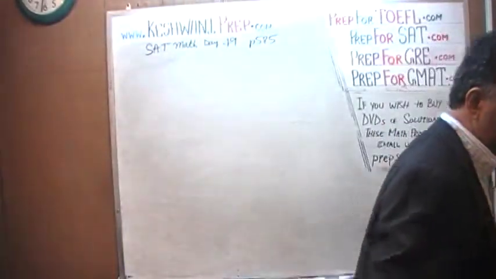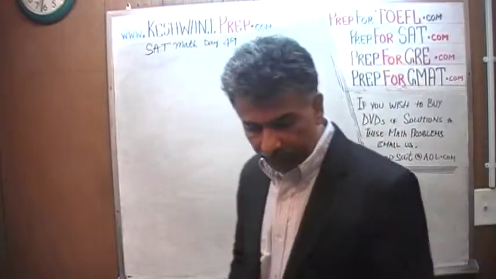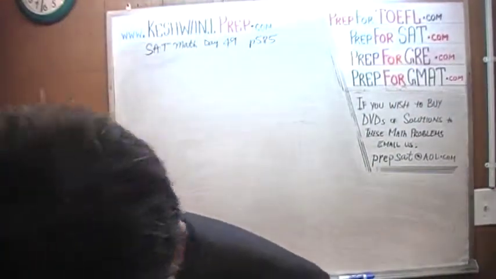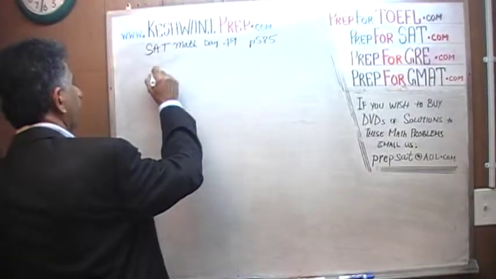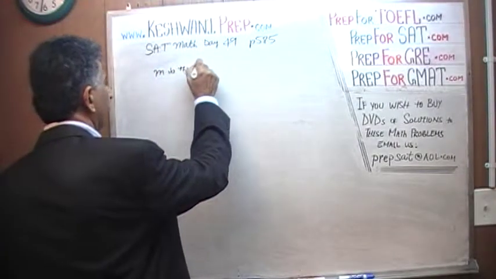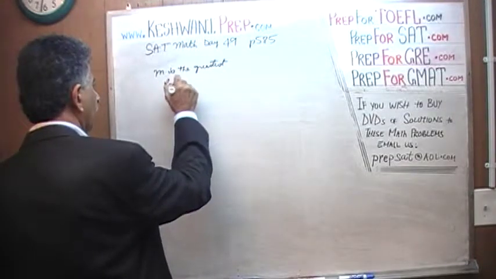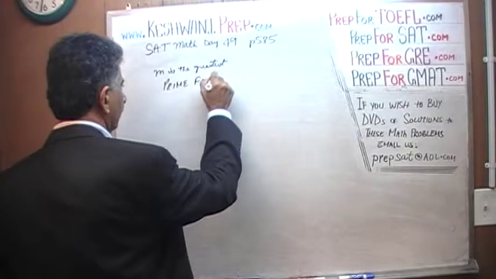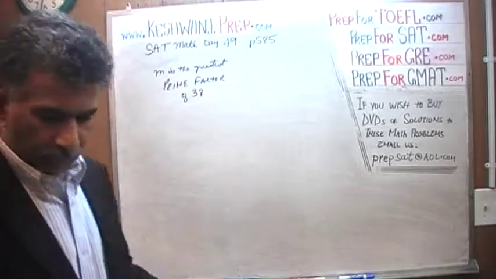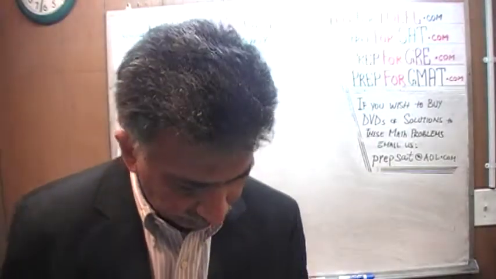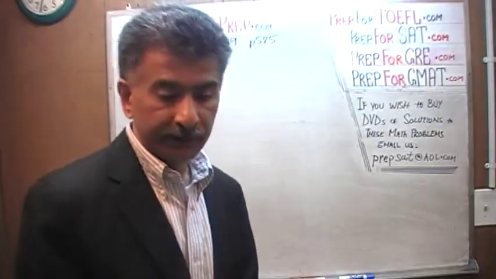The very first problem on page 585 says m is the greatest prime factor of 38. Well, very first thing we're going to do is list all the factors of 38, all the numbers that we can divide 38 evenly into.